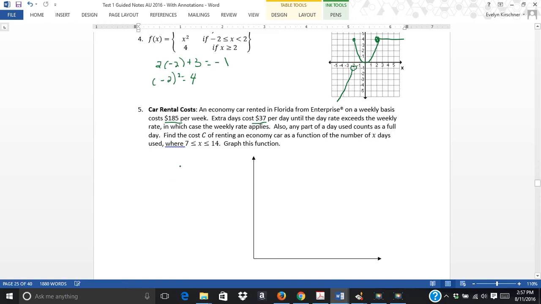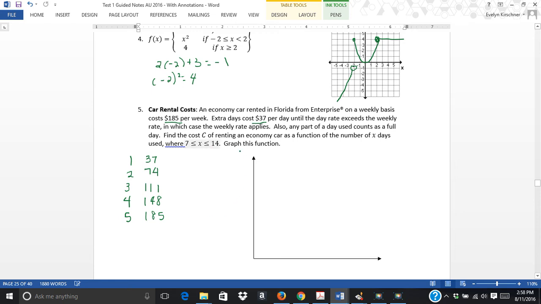So the first thing I need to do is look and see how much it costs per extra day. So I'm going to do 1, 2, 3, 4. Let's see how long it goes before we get to 185. So one day is 37, and then 2 is 74, and then 3 is 111, and 4 is 148. And 5 is 185. So once I get to the 5th day, it's the weekly rate.